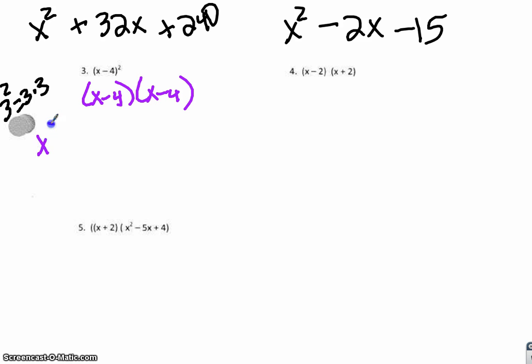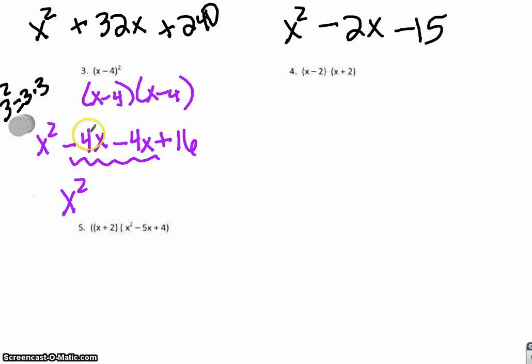X times x is x squared. X times negative 4 is minus 4x. Negative 4 times x is minus 4x. And negative 4 times negative 4 is positive 16. Make sure and put that plus since it was positive. The 2 terms in the middle will combine. X squared, negative 4 minus 4. That's how you would put it in your calculator. Negative 4 minus 4 gives you negative 8. So minus 8x plus 16.